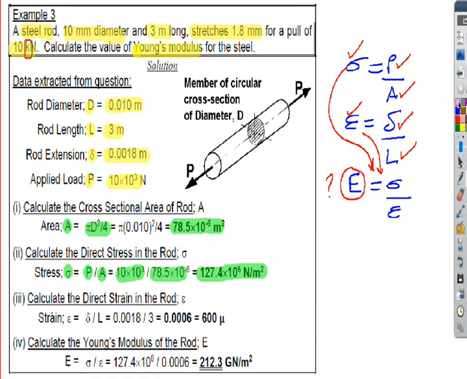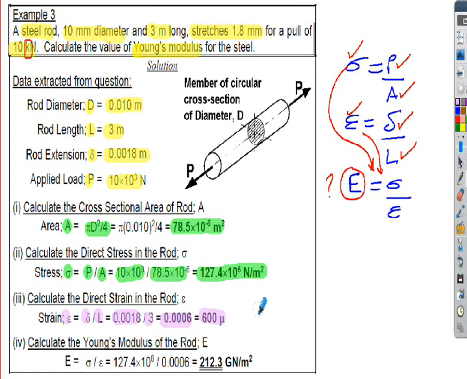Then I could find the strain. Next thing, strain, I'm given the extension in the question, and I'm given the original length in the question, so I can find the strain. I put that as 0.0006. You'll sometimes find that written as micro strain in the industry. Engineers often use the micro prefix, which is 10 to the -6, because often strains in metallic materials are really, really small, so engineers often talk about micro strain. So if you want to use that, you can.